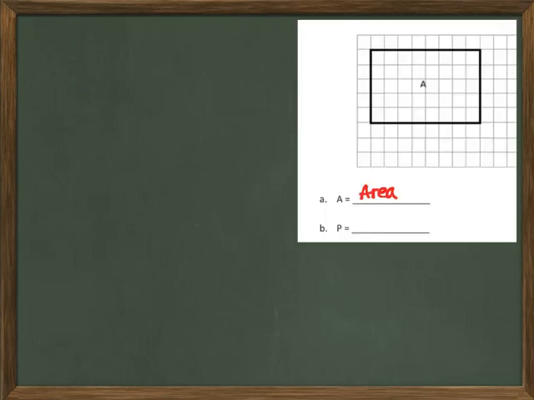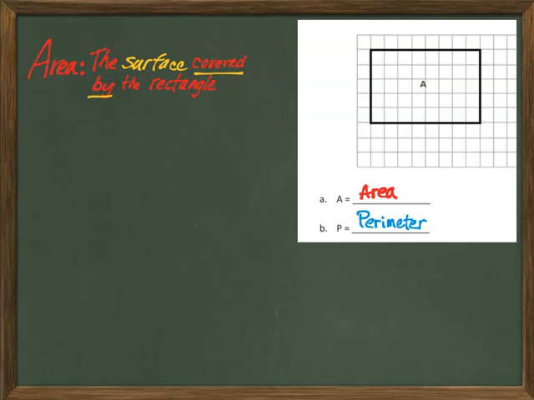So, area, for our purpose, is going to start with a simple rectangle. Area I'm going to represent with red, and perimeter I'm going to represent with blue. Area is the surface covered by the rectangle. What does that mean? Well, let's say, for example, in the real world, the surface could be the top of a table. The surface could be the floor.